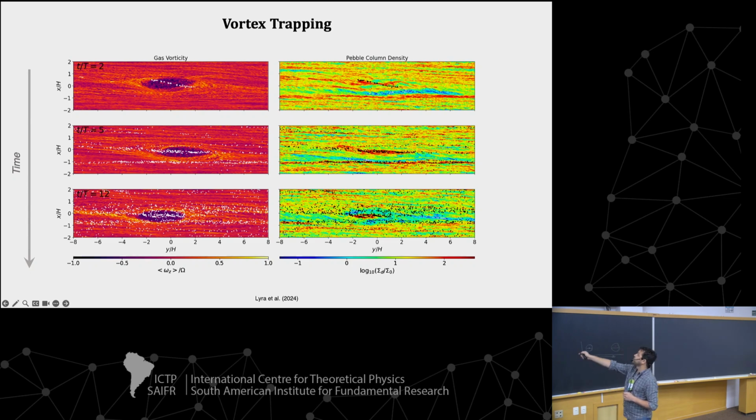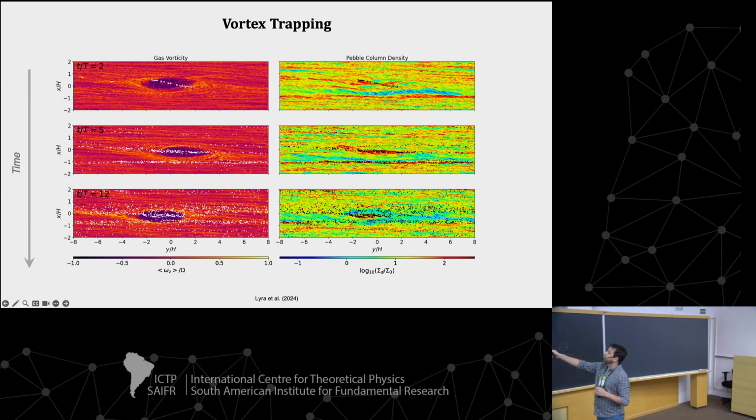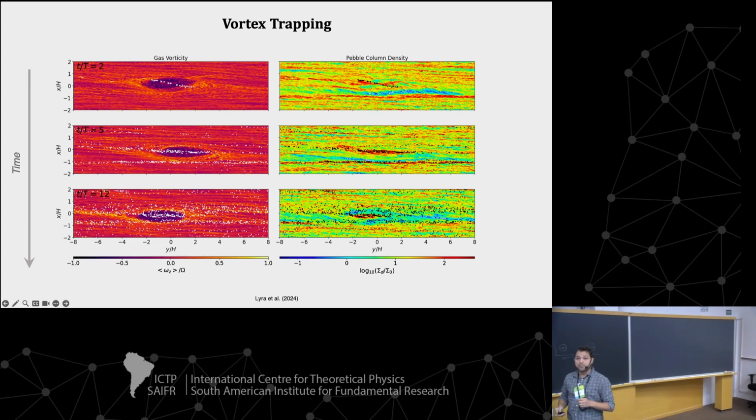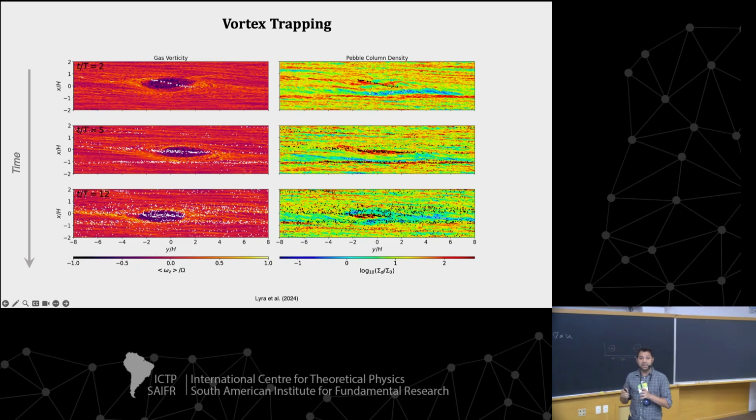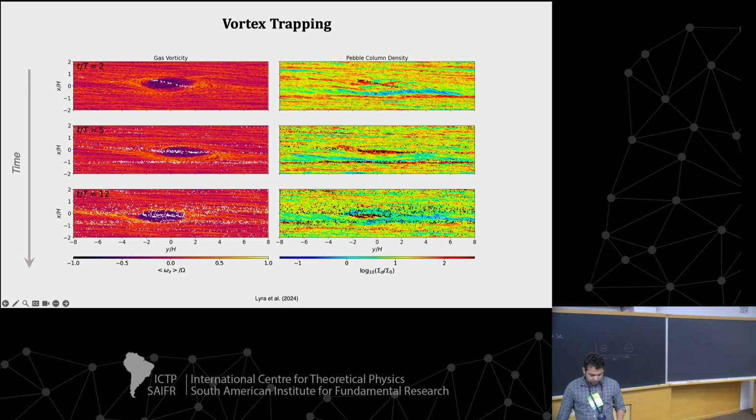This is the vorticity in the gas, the pebble column density, and here in these white dots, there are planetesimals, right? These are planetary mass objects that are forming because the dust is being trapped here. And soon they are collapsing and then forming objects. And as you see, in only a few orbits, you are forming planetary mass objects all over the place.